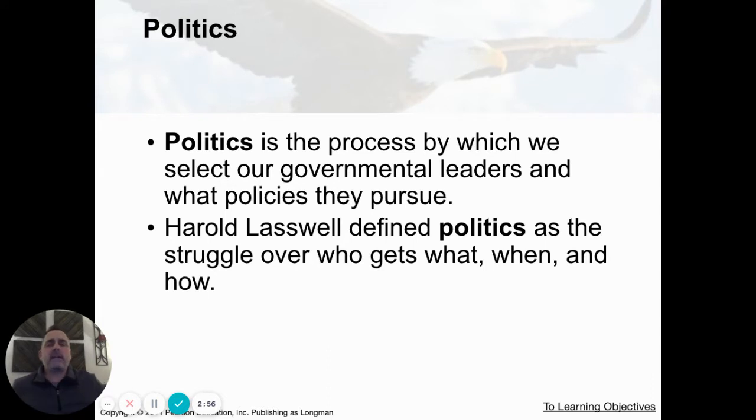So this is American government and politics. It's two very separate things. We have to be very distinct about that. Politics is the idea of figuring out who gets what, when, and how they're going to get it. It's the process that we use to take everything that the government does and figure out who gets what, when, and how.